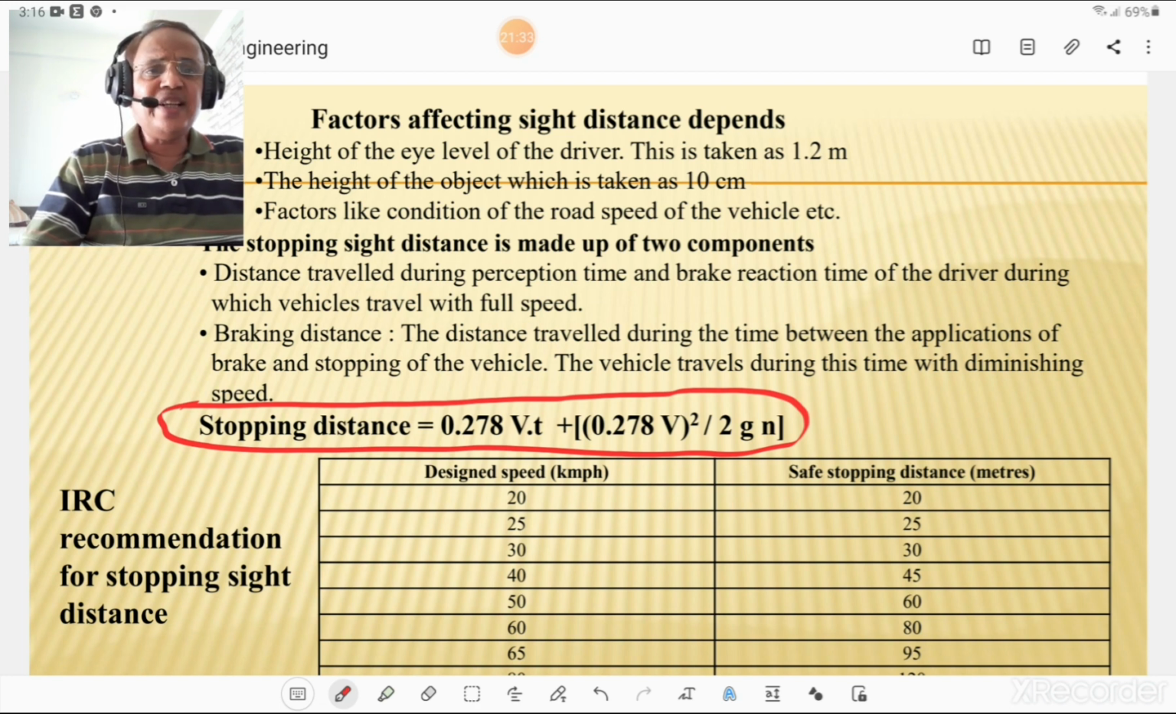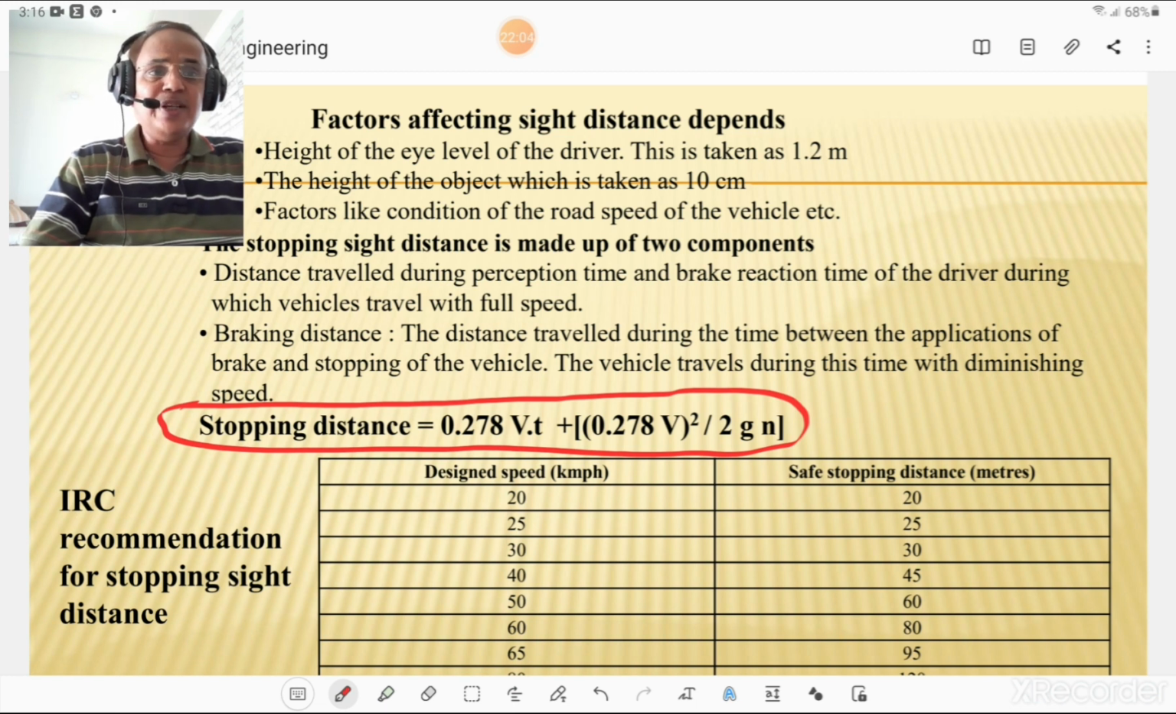The stopping sight distance is made up of two components: the distance traveled during the perception time and the brake reaction time of the driver, during which the vehicle travels with full speed. Perception is done by the driver, and after perception he may apply the brake. The distance traveled by the vehicle with full speed is the first distance, and the second is after application of the brake, that is the braking distance.